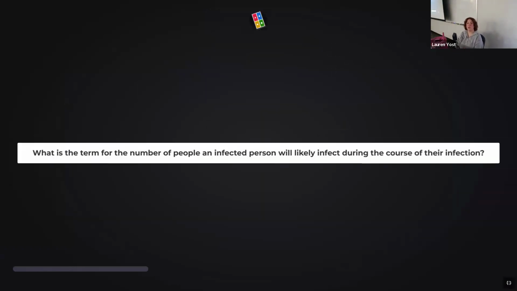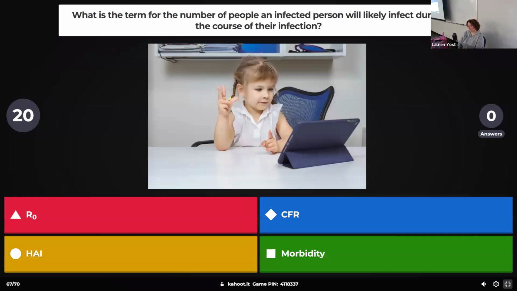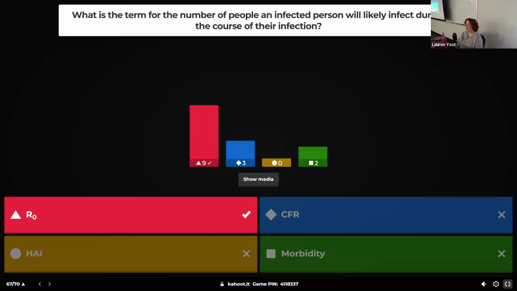All right, what is the term for the number of people an infected person will likely infect while they're sick with an infection? These are all terms that we do have to know for chapter 14. And we'll touch briefly on those when I'm done with the unit 2 review. All right, so R naught is the number of people you're infecting. So this is the measure basically of how contagious a pathogen is.